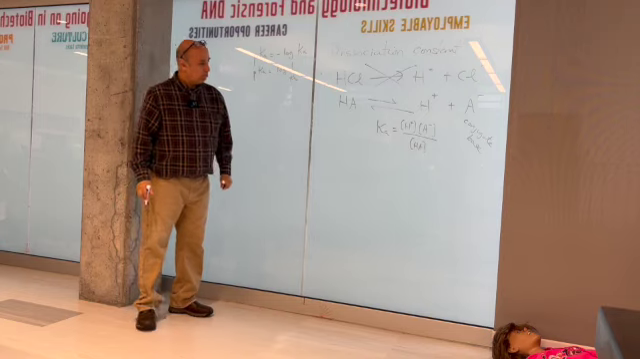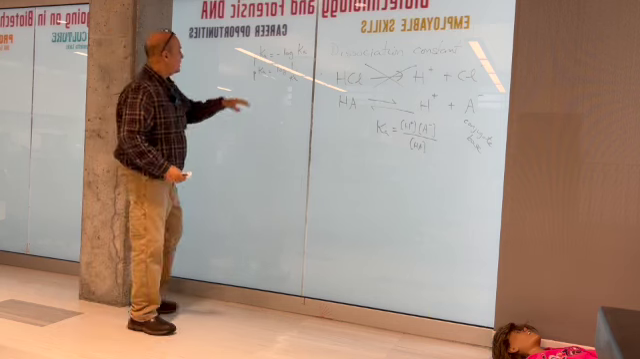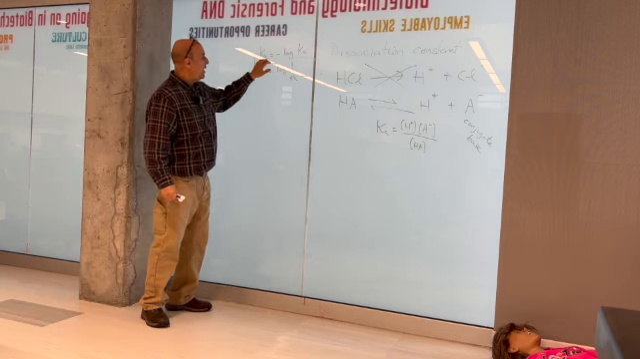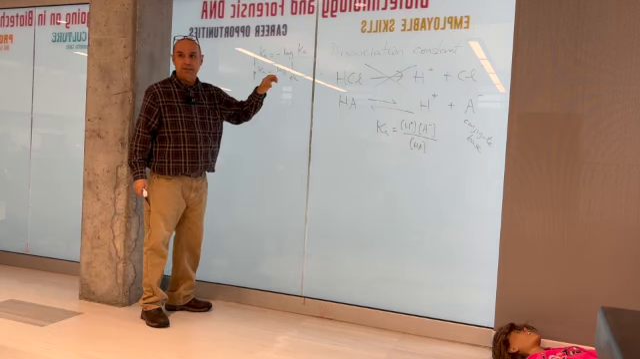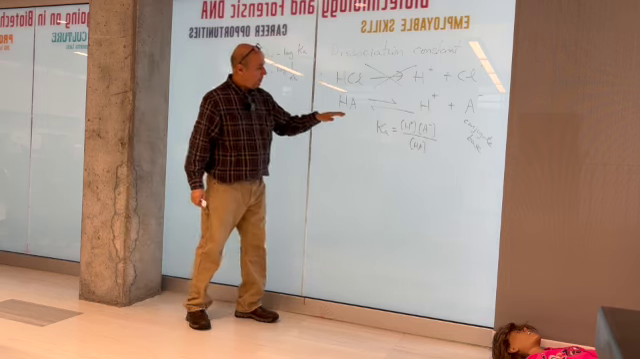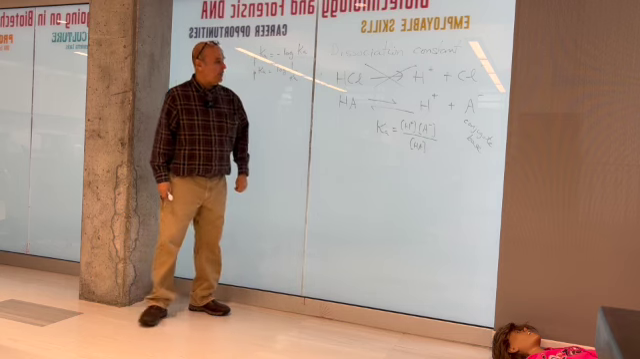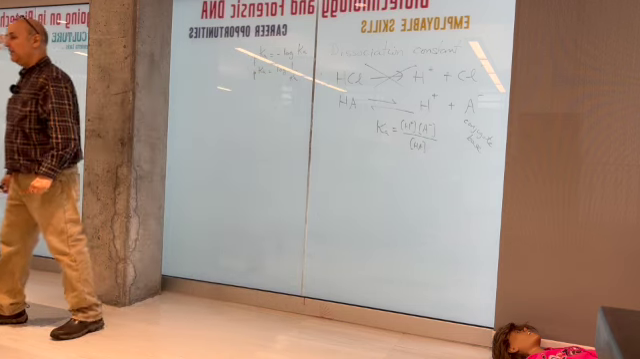Now, in general, the smaller the value of the pKa, the stronger the acid. Okay? By the same token, the larger the Ka, the stronger the acid.